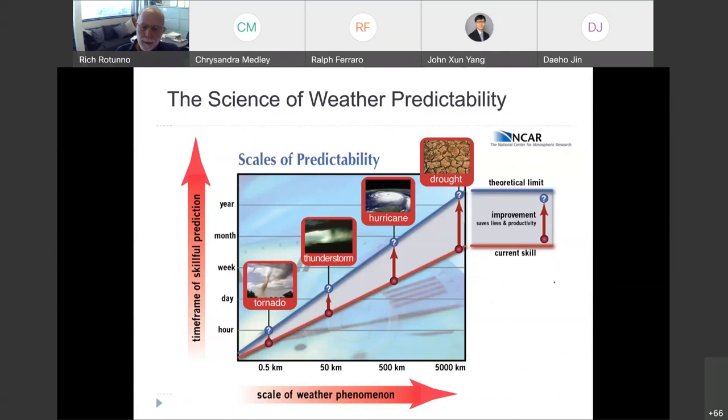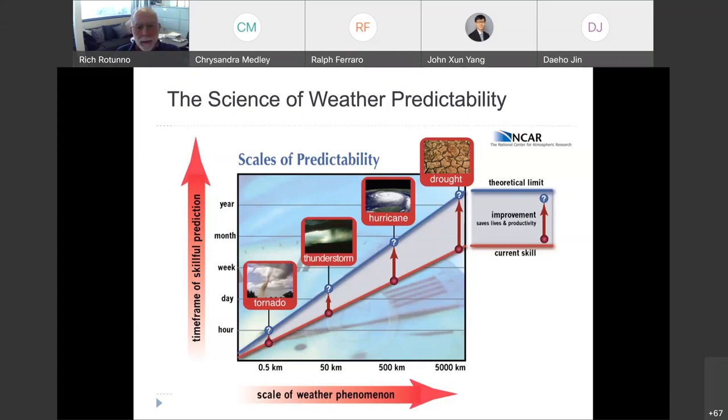So these theoretical studies based on models of turbulence lack many things that the atmosphere has, but they give us a certain guide. And the guide is that we expect small scale things like tornadoes to have short predictability time scales. And as you move up, thunderstorms, hurricanes, seasonal things, the time scale increases commensurately. And the research problem is to say, if you have a certain current level of accuracy given by the red line, how far can one go before you reach the point of diminishing returns?